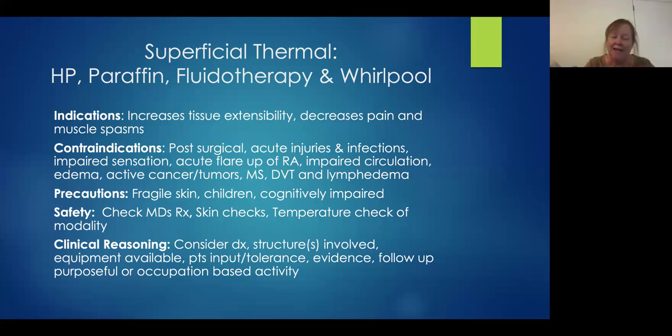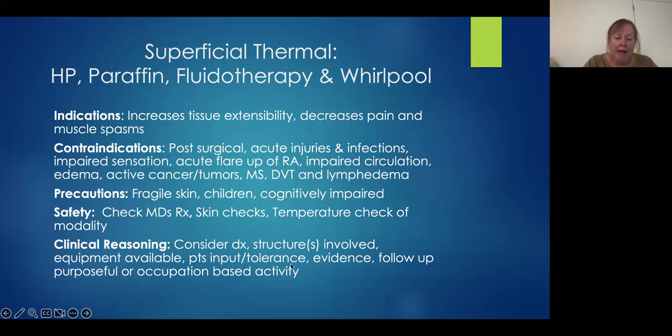Almost any of those that are listed up there would work, but you have to see which one would be best. And you have to also consider the person and how they're able to share how they feel with the modality. Do you want to put them in a physical agent modality where you're going to be able to check their skin at the midpoint during the modality? So that's going to be important for you to do.